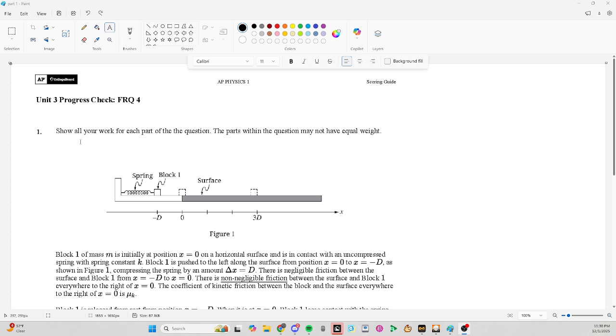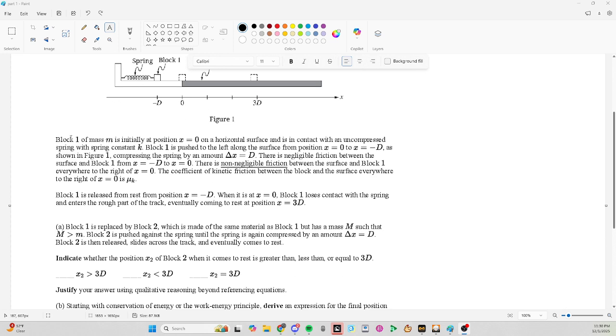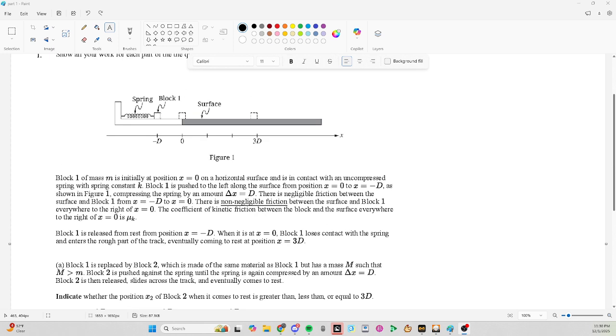Okay, this is the Unit 3 Mastery Project. This is FAQ number 4. And they're telling us that block 1 of mass M is at position x equals 0 on a horizontal surface and is in contact with an uncompressed spring with spring constant K. Block 1 is pushed to the left along the spring from position x equals 0 to x equals negative d.